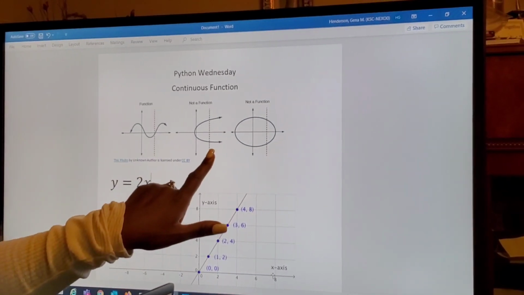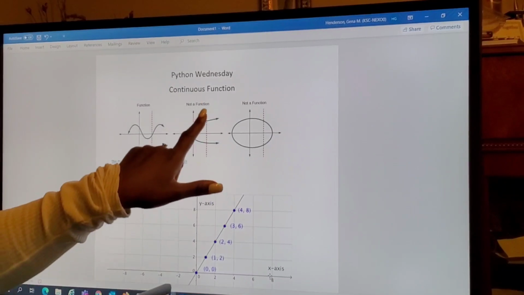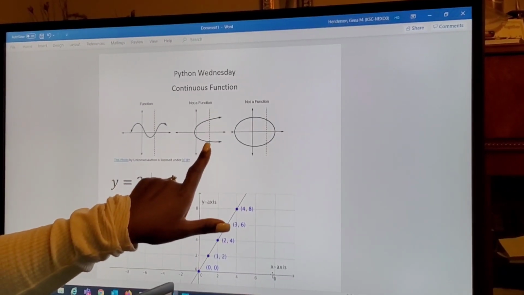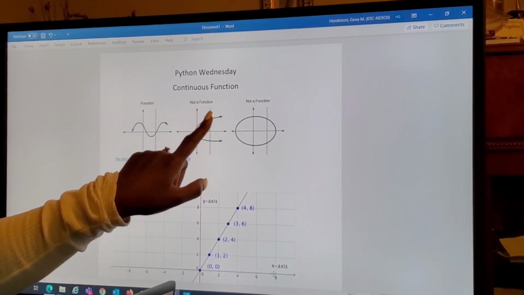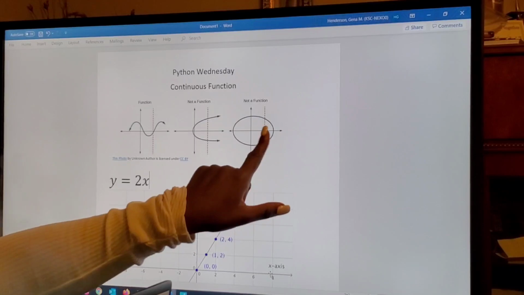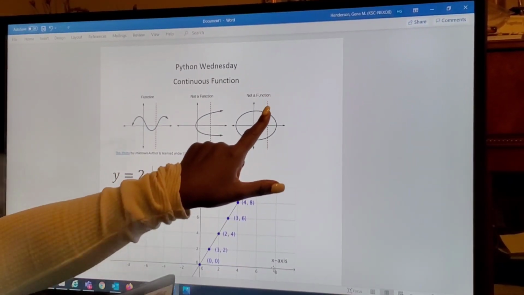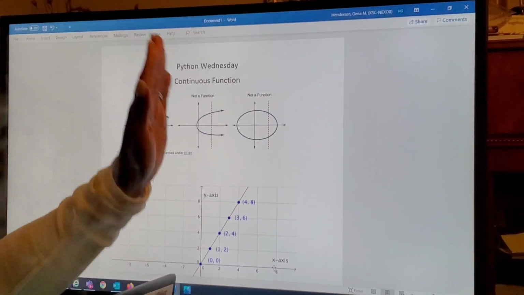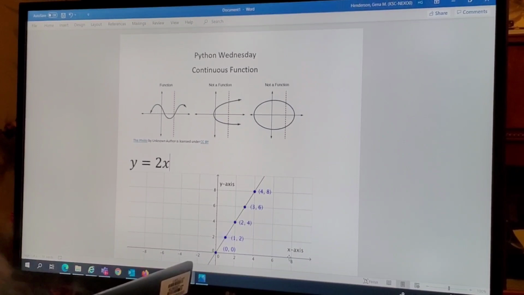But see, when you see the sideways parabola, you'll see that here it actually hits the line at 2 points. So since it hits at 2 points, it's not a function that has an inverse. A circle or an oval has the same effect. Okay, here the vertical line hits it in 2 points. Okay, so now we understand that.